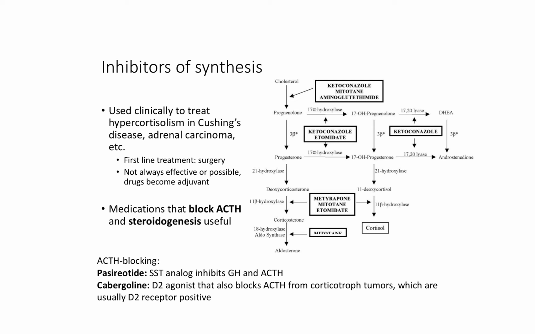All right, to finish up for you, so those were all agonist things where we're replacing hormones. What if we want to inhibit those things because somebody has Cushing's syndrome or disease or some other hypercortisolemia that exists? Well, we can use inhibitors of synthesis.